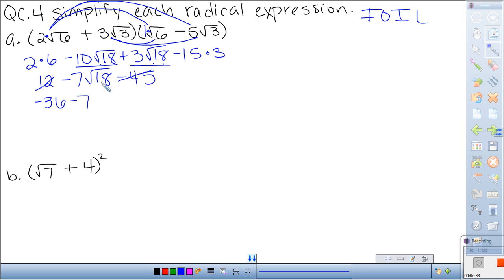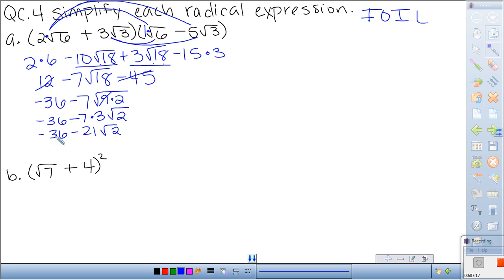So since 18 is kind of a large number, it's an even number, it probably has something we can pull out. The square root of 18 would be the square root of 9 times 2. 9 is a perfect square, therefore I can take the square root of it. So I have negative 36 minus 7, the square root of 9 is 3, so times 3, square roots of 2. Remember that your number is always being multiplied times your radical, so when you pull a number out, you're multiplying. So I have negative 36, negative 7 times 3, minus 21, square root of 2.